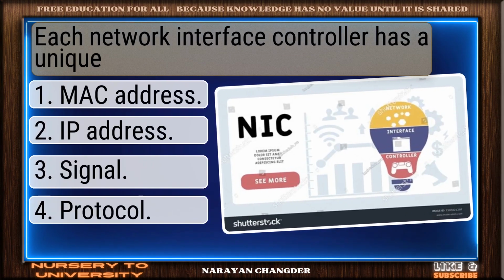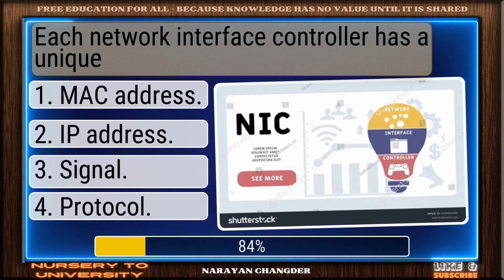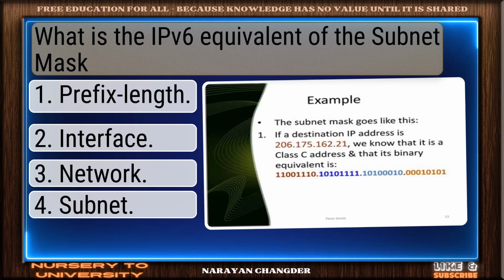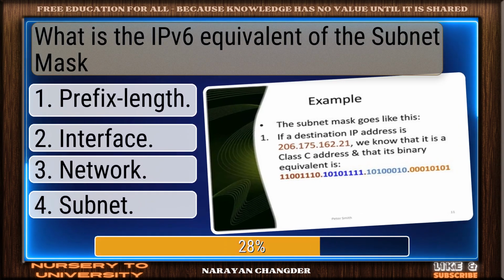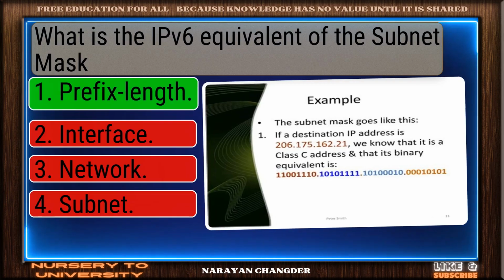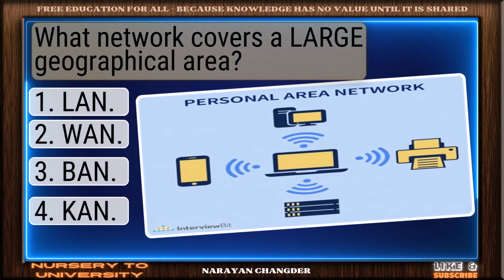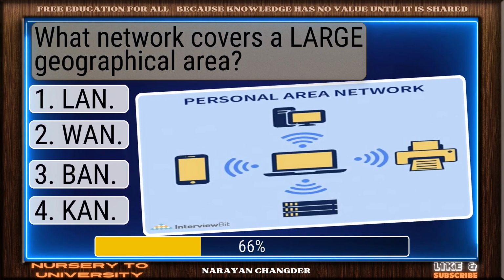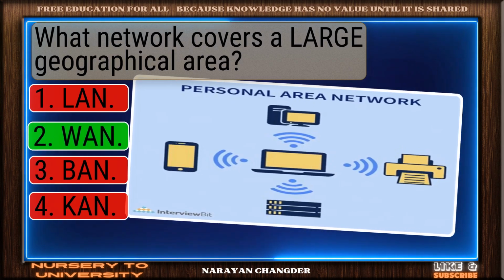Each network interface controller has a unique... Well done. MAC address is right. What is the IPv6 equivalent of the subnet mask? Bravo. Prefix length is the answer. What network covers a large geographical area? Solid response. WAN is valid.